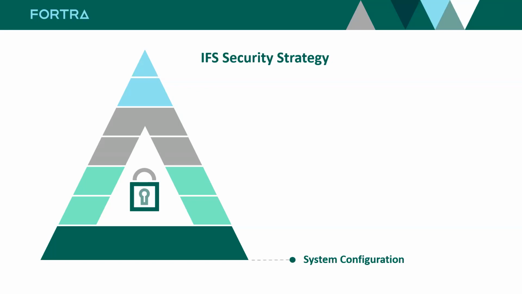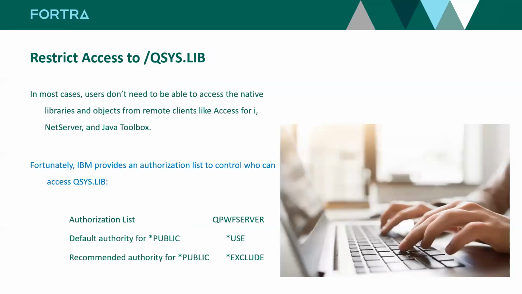System configuration, this is your foundation. This is the beginning. And if you don't have a solid foundation, you don't have a lot to protect. So we really need to ensure that system configuration is addressed appropriately. First thing, restrict access to QSYS.LIB. We talked about how QSYS.LIB is just another directory under that root directory. Most users have zero need to be able to access that native infrastructure through remote clients. So rather than hoping nobody will be able to take advantage of it, or relying on security by obscurity, where nobody knows what it is, control access to it.